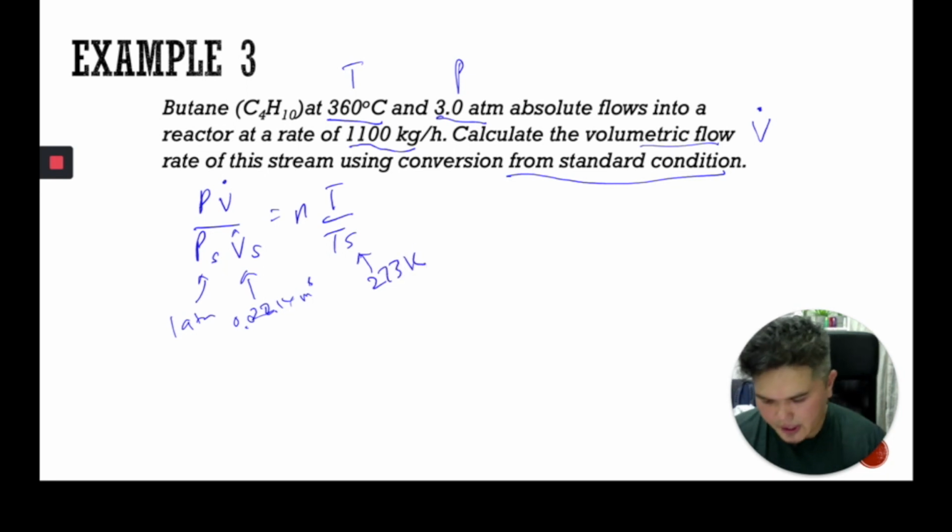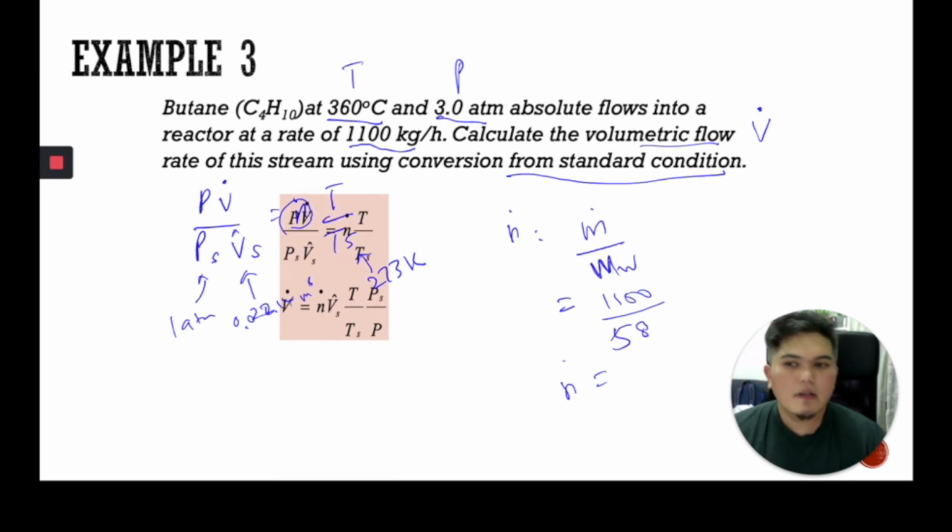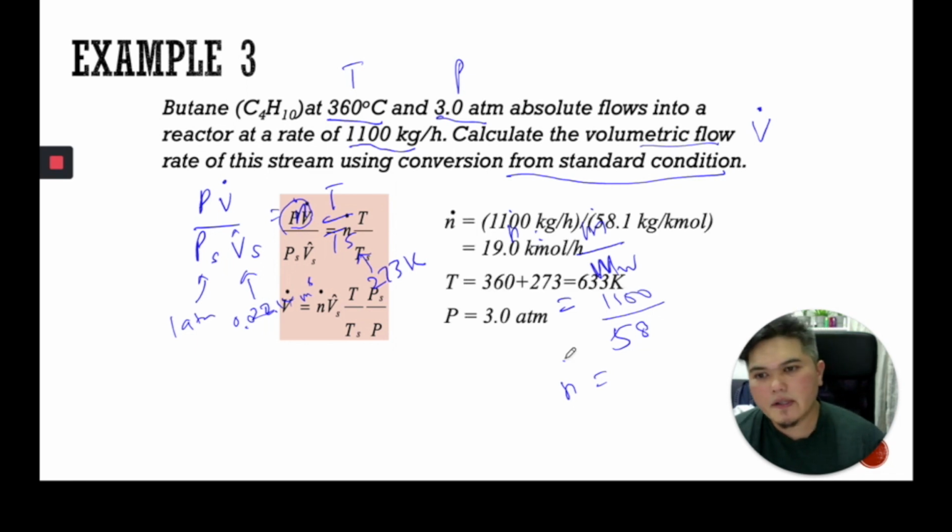Now you can determine the value of n dot. How can you do that? n dot equals m dot divided by MW. m dot is 1100 divided by the butane molecular weight, which is 58. Then you'll be able to get the n dot value, which is 19.0 kilomole per hour.